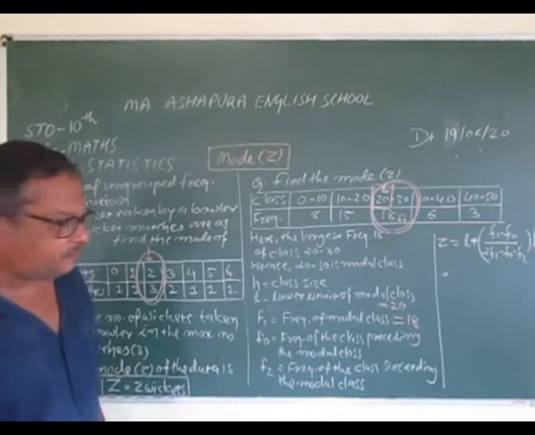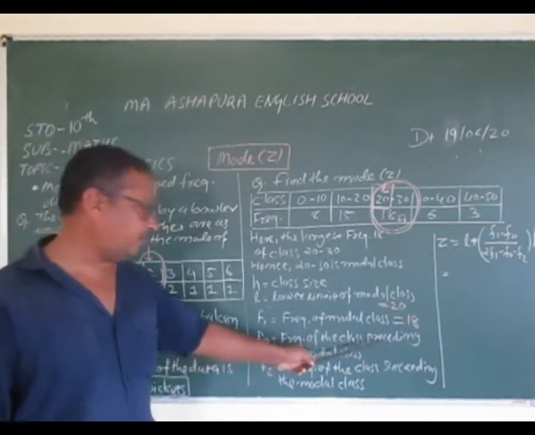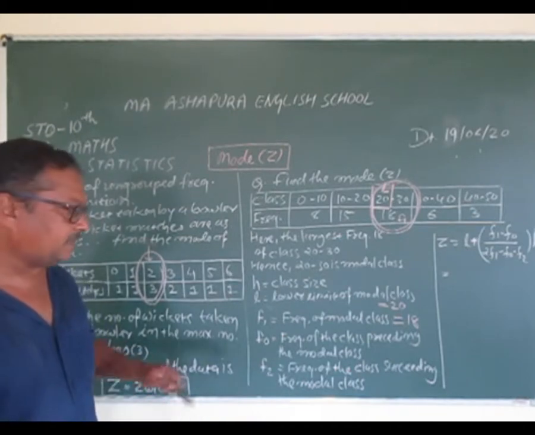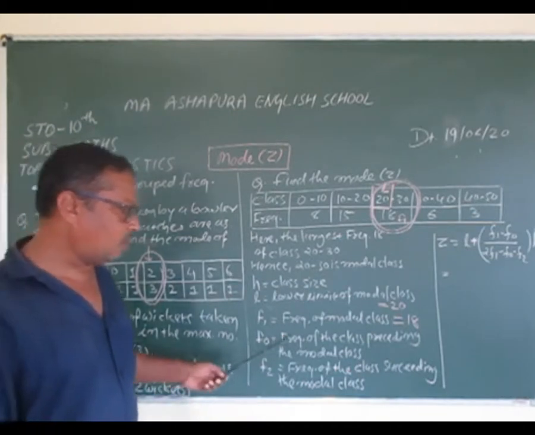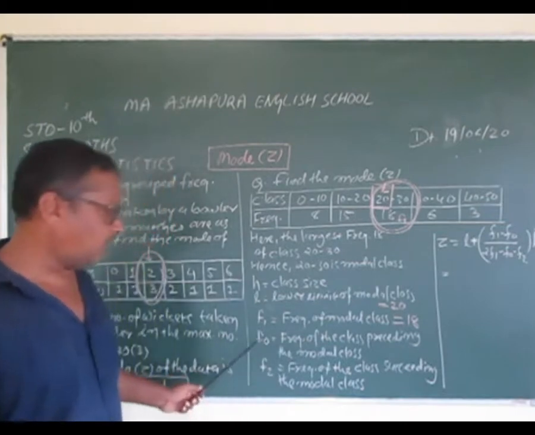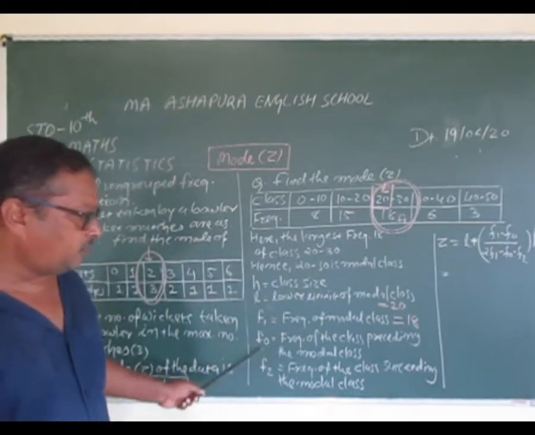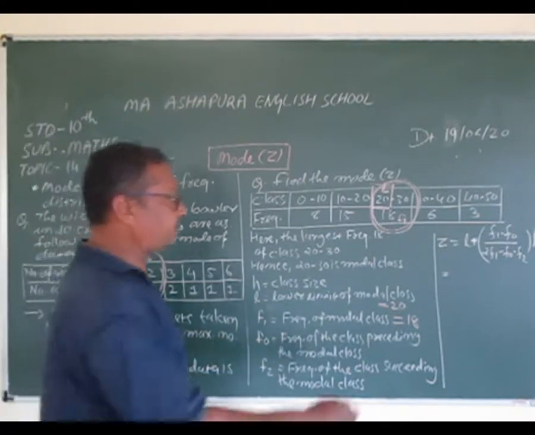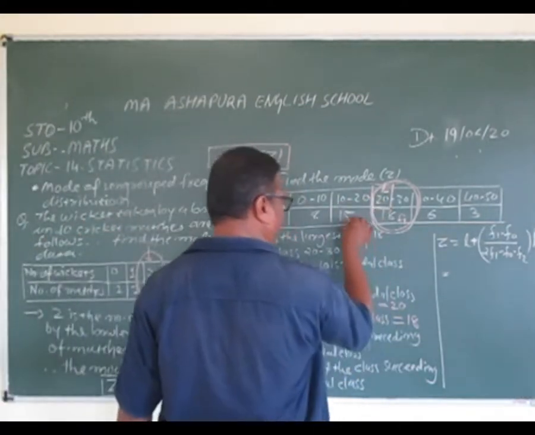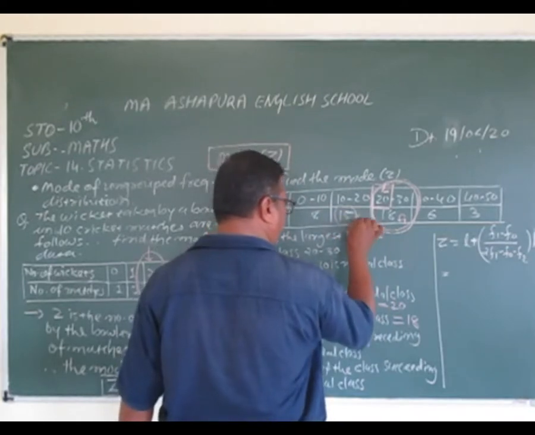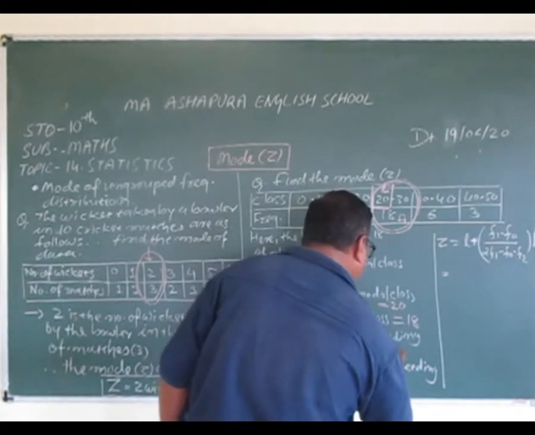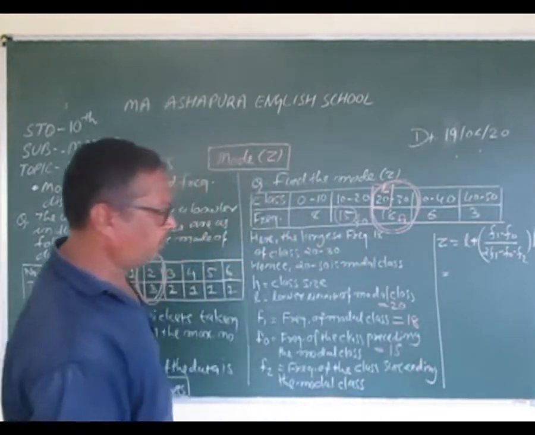Now F0. What is F0? Frequency of the class preceding the model class, meaning the class before the model class. That means F0 is the frequency of the class preceding the model class. Here the preceding class is 10 to 20 and its frequency, 15, is called F0. So the preceding class frequency is equal to 15. That means F0 is equal to 15.